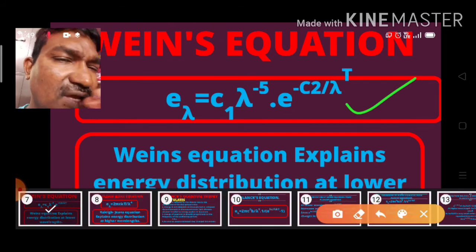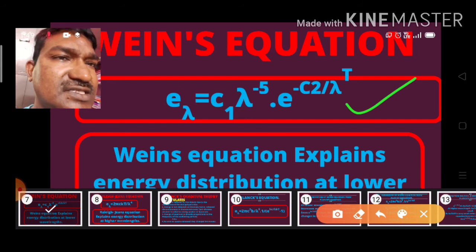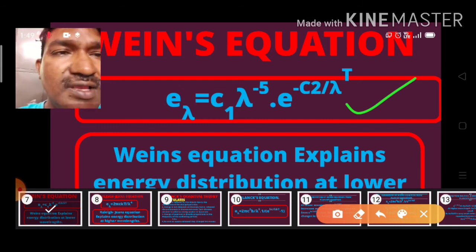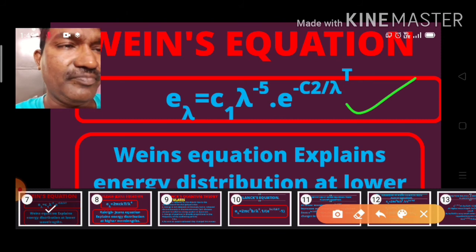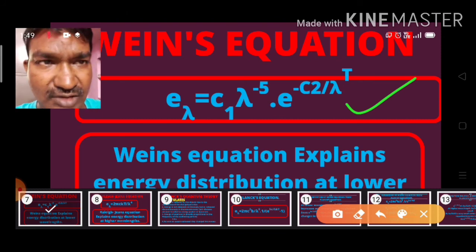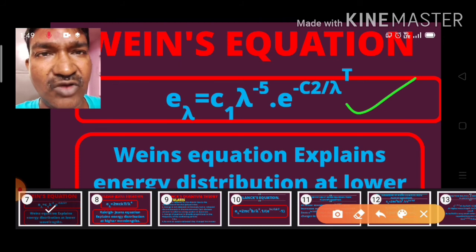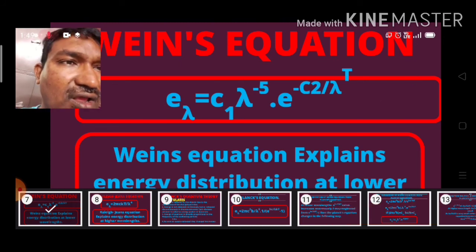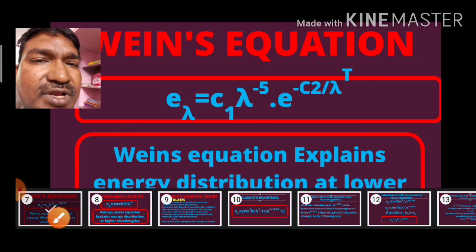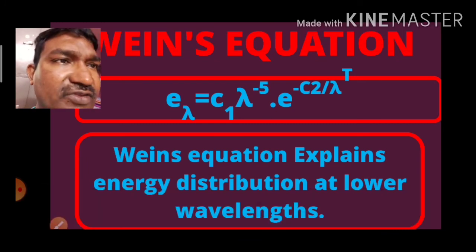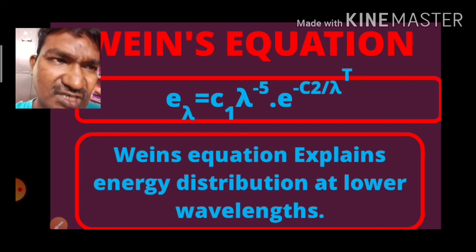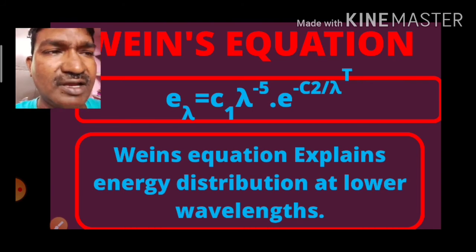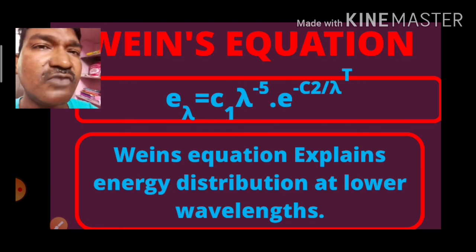That is E lambda. E means energy. E lambda means energy released at a particular wavelength. E lambda is equal to C1 into lambda to the power of minus 5 into e to the power of minus C2 by lambda T. Here C1 and C2 are constants. Lambda is the wavelength of the radiation, and T is the temperature in Kelvin scale at which the experiment is conducted. And this Wien's equation is very helpful in explaining the graphs only at lower wavelengths.